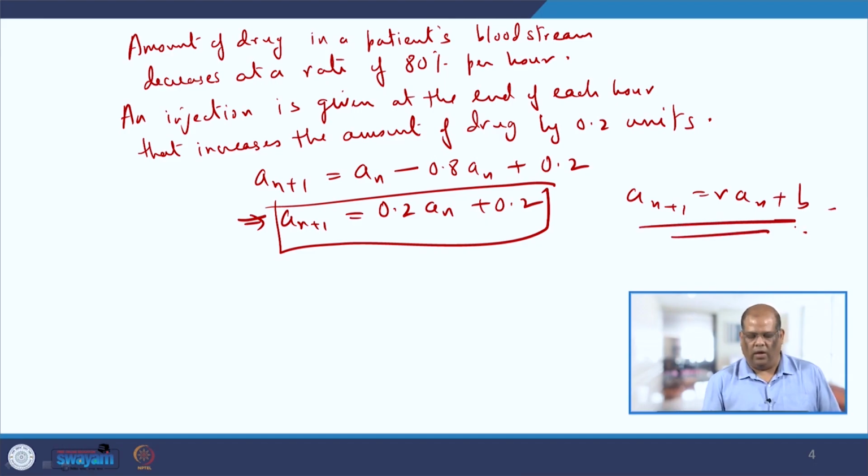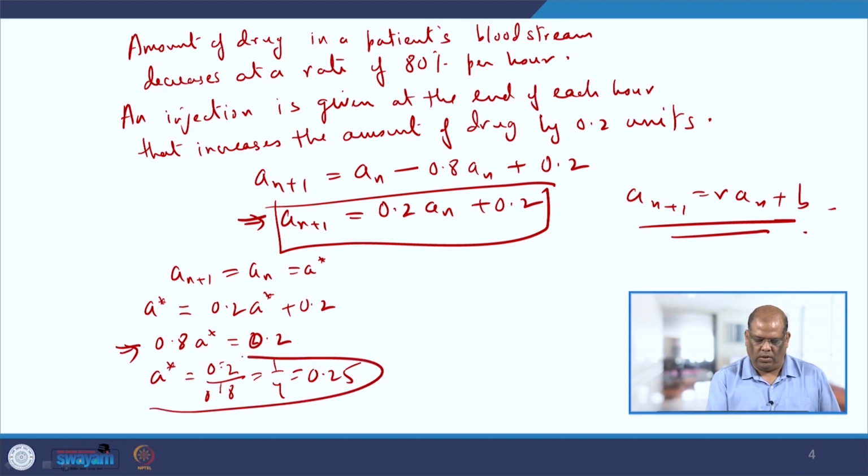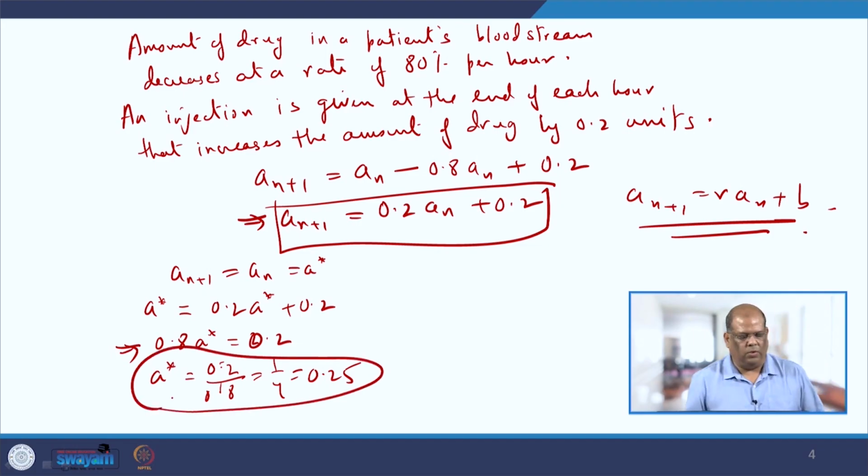If you want to find the equilibrium solution, you can easily put A n plus 1 equal to A n equal to some A star, and you will get A star equals 0.2 A star plus 0.2, and you can calculate 0.8 A star equals 0.2, and your A star is 0.2 by 0.8, that is 1 by 4, 0.25. So, this is your equilibrium solution. Let us take another example.